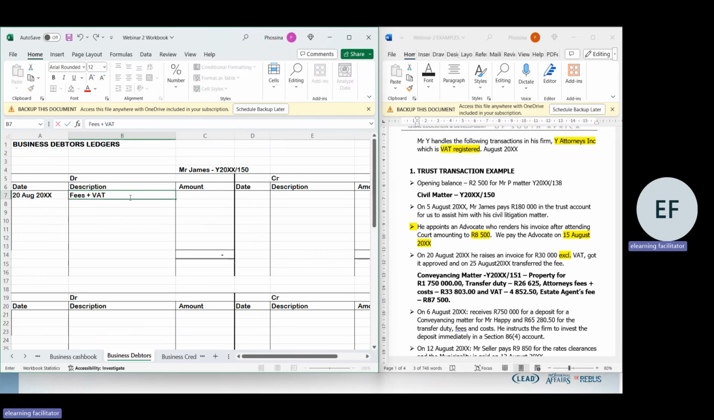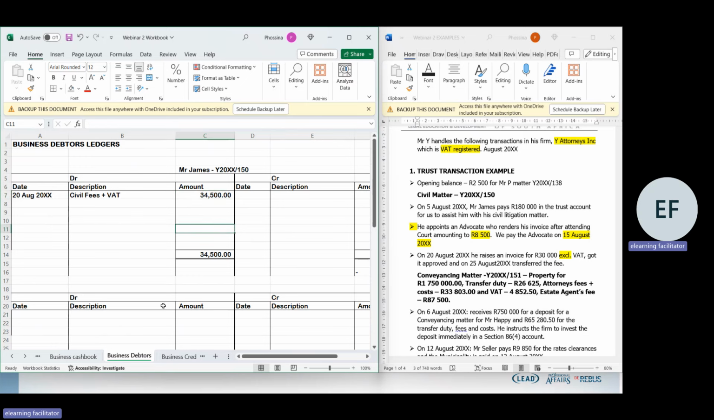Our description will be our fees plus VAT. Usually, because we are VAT registered, we can say civil litigation fees, or the more detailed the better, and then you can indicate with VAT or you can leave it. So when we record in our data, we've already illustrated our journal entry. There's no need for us to record the fee and the VAT separately because now we know the amounts. So we just record it in full. So we are saying Mr. James owes, he's got a debt which belongs to the business until it is paid.